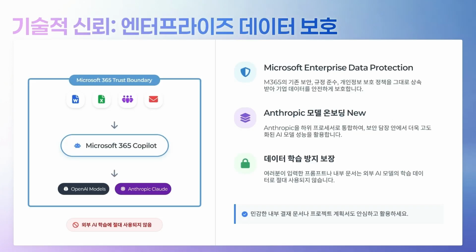When companies introduce AI, the first question they often ask is whether their business data might leak outside, which is a valid concern. To get straight to the point, Microsoft 365 Copilot operates on a robust enterprise data protection system. Therefore, you don't need to worry about data leakage.